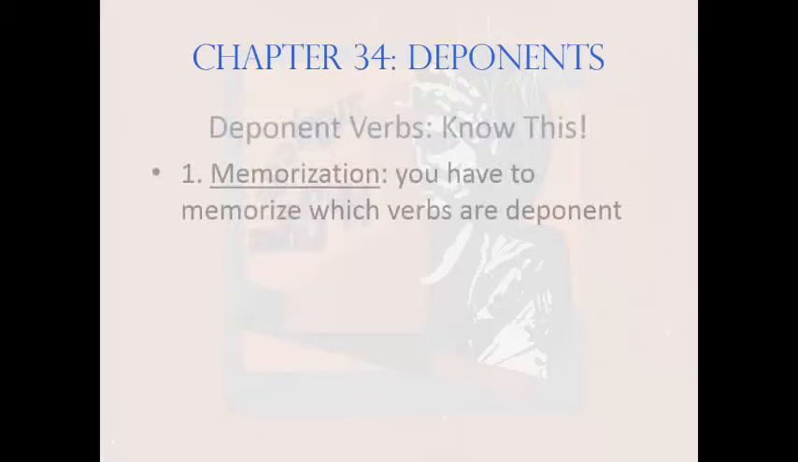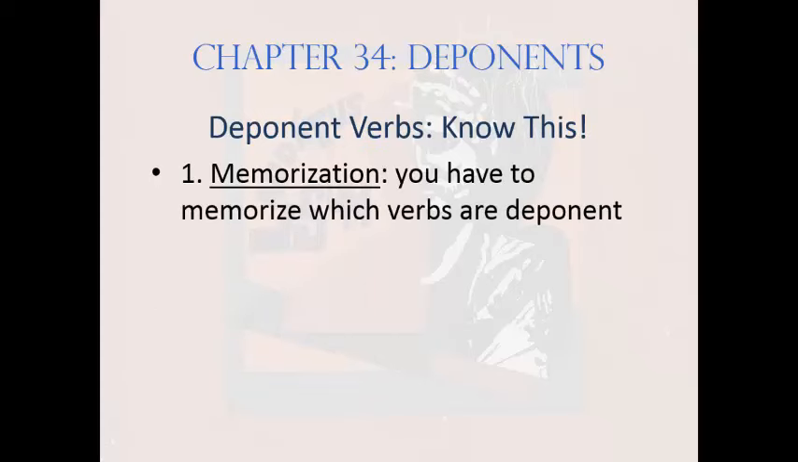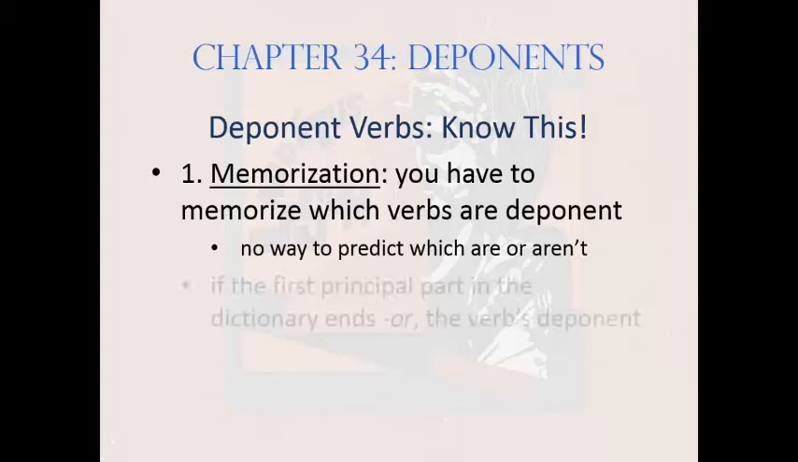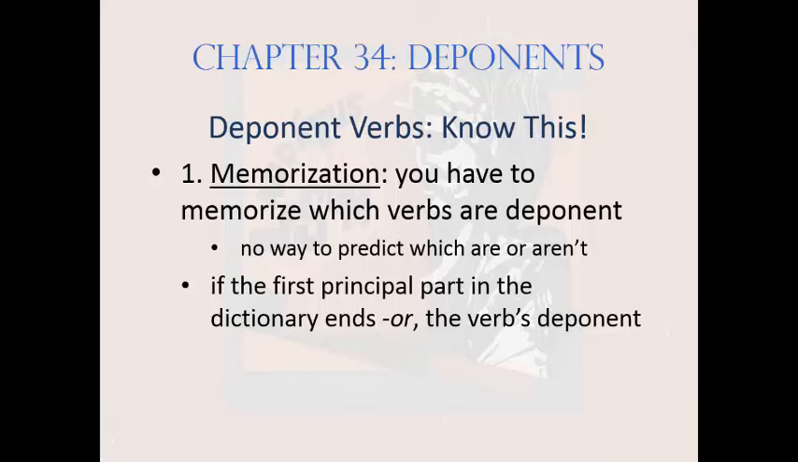Some verbs are deponent, some aren't. There's no way to predict. You just have to memorize them. The dictionary tells you a verb is deponent by citing its first principal part in the passive. In other words, it'll end -or instead of -o. But watch the second principal part too, the present infinitive. It still indicates which conjugation the verb belongs to. Yes, conjugations still apply to deponents.